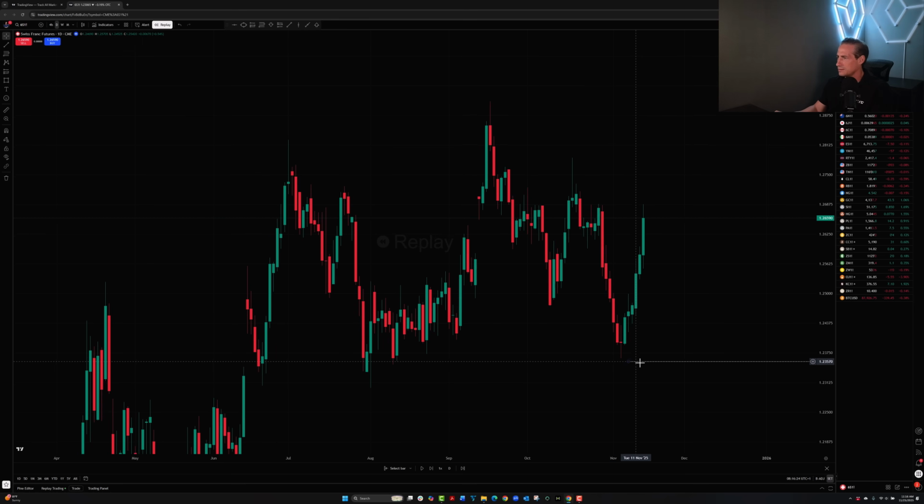Here, distal, here we draw the wider version of the zones. Here we have the drop base rally, and here we have the rally base rally, and we are also going to use the yellow box to really visualize the zones itself.